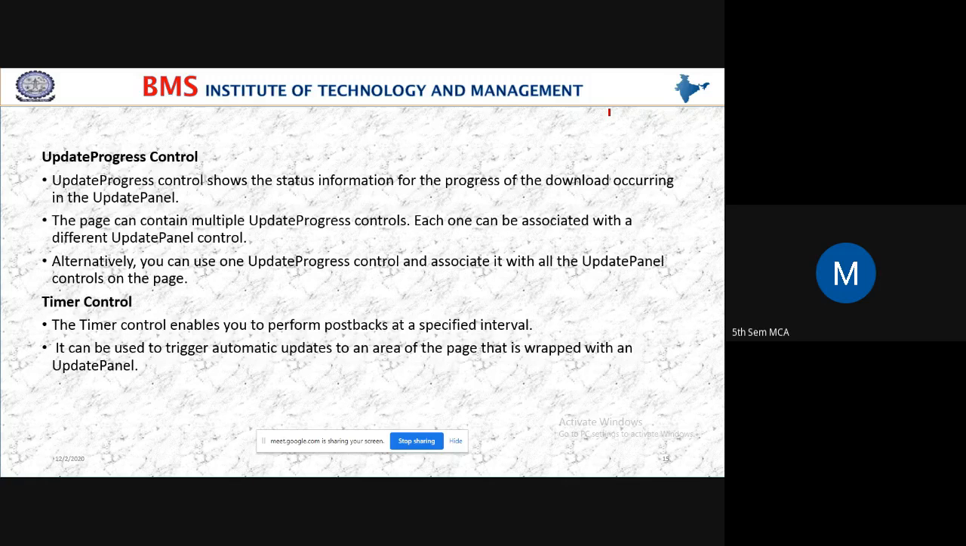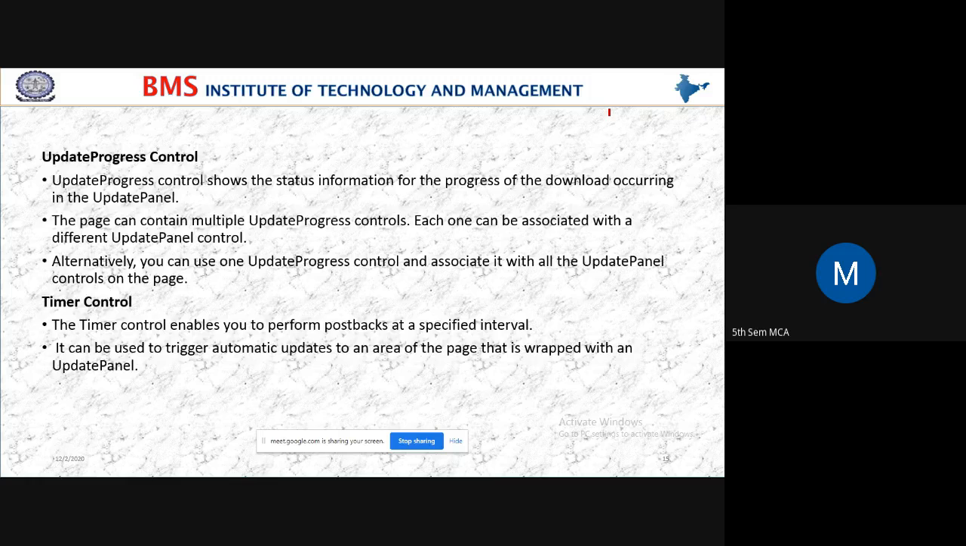The page can contain multiple update progress controls. Each one can be associated with a different update panel control. So when we download songs, at a time we may not download a single song. We may want to download 10 songs. So once I click download on the first song, next I click the download button on the second song.